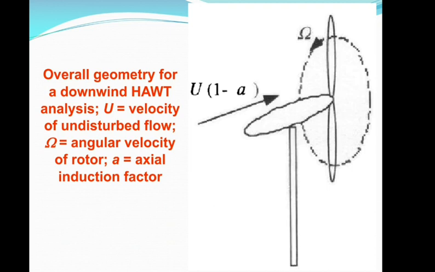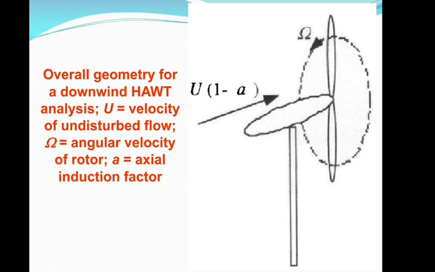Next, the overall geometry for a horizontal axis turbine: U is equal to the velocity of undisturbed flow, omega is equal to the angular velocity of the rotor, a is equal to the axial induction factor, which gives the parameters for the horizontal axis wind turbine. Here you can note that lift and drag forces are perpendicular and parallel respectively to an effective or relative wind. The relative wind is the vector sum of the wind velocity at the rotor and the wind velocity due to rotation of the blade.